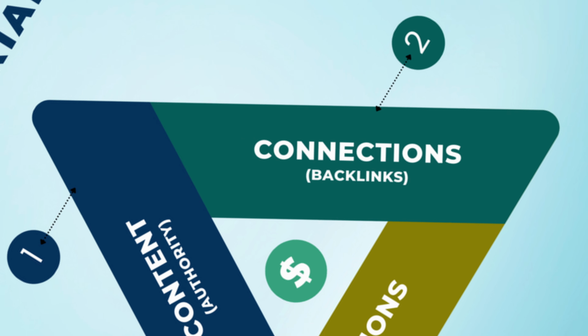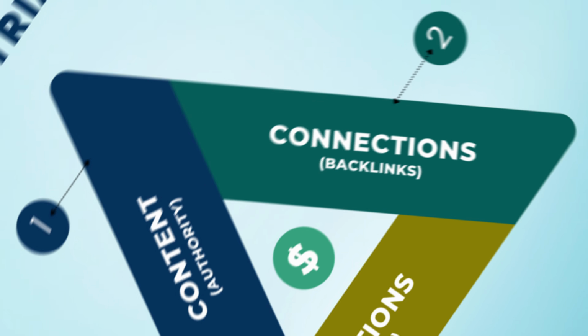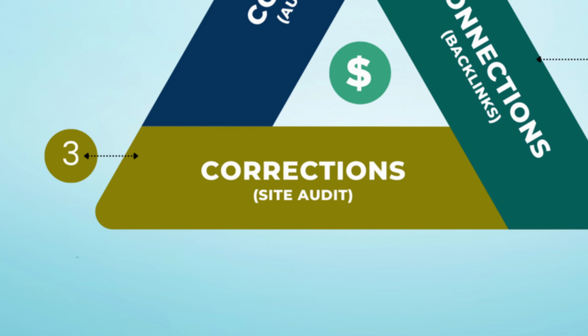Connections are also known as backlinks. When high authority sites link to your site, it builds trust, and that boosts your relevance for both search engines and LLMs. And in corrections, you need to fix any technical problems that get in the way of Google or an AI crawler reading and trusting your website.